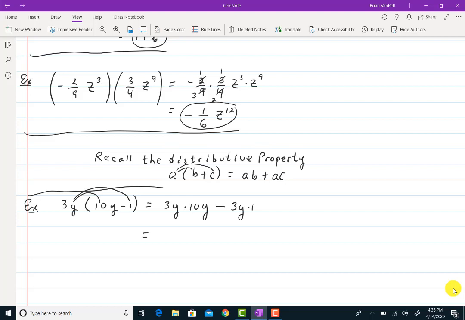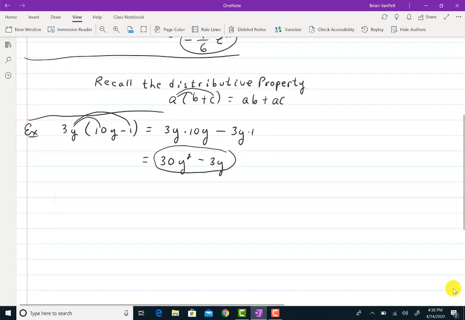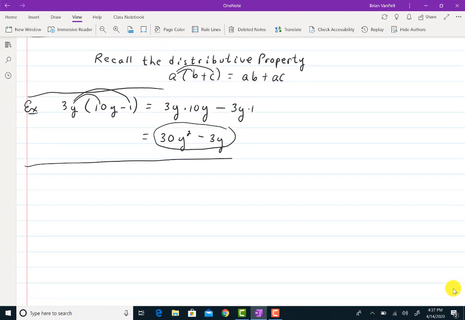The 3y times the 10y, I can concentrate on the numbers. 3 times 10 is 30. Y times y is y squared. And then the other piece is just minus 3y. Another example.